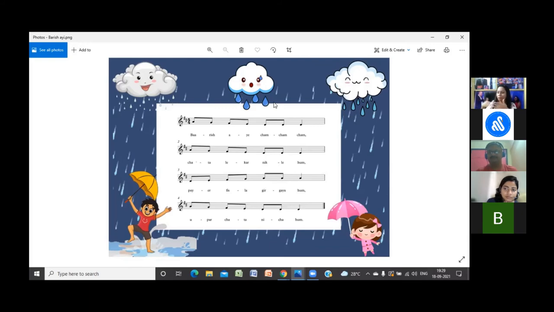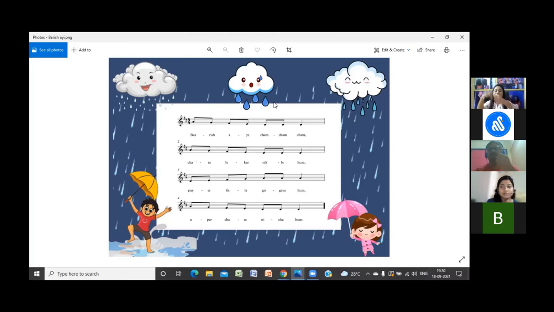That's a group game. We need a partner for that, so that we can do like this. But just because we are doing it virtually, we can do it alone also. So we are showing how the phrases are going up and coming down.